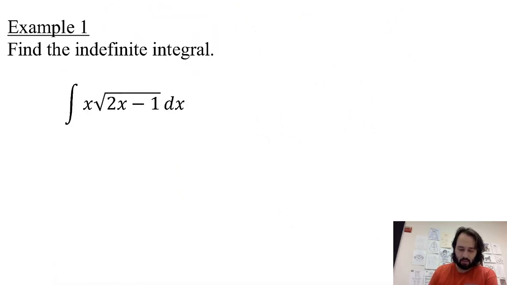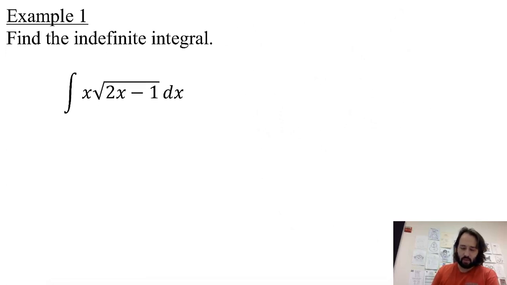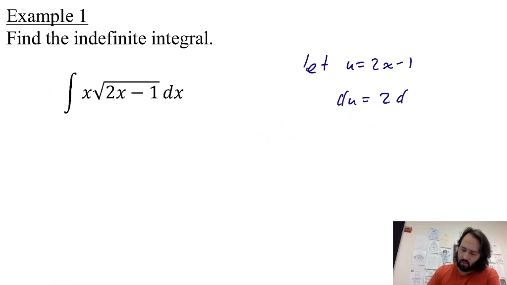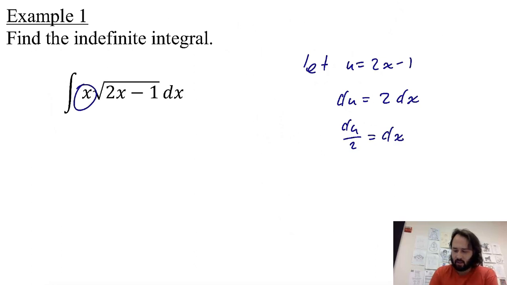Day two. So still doing the same idea, but the cool thing here is this is interesting. I have an x and I have a 2x. So let's see what happens if I let u equal 2x minus 1. Then du would be 2 dx, which I don't really have, so I want to have du over 2 equals dx. But this x isn't really taken care of.